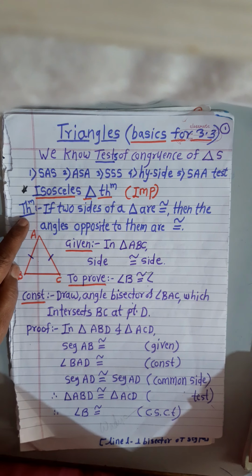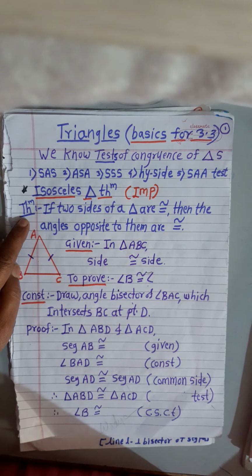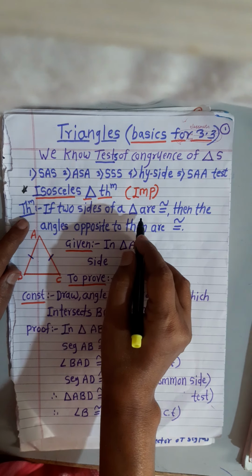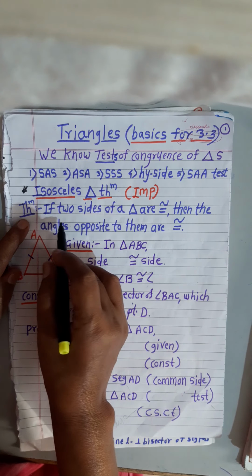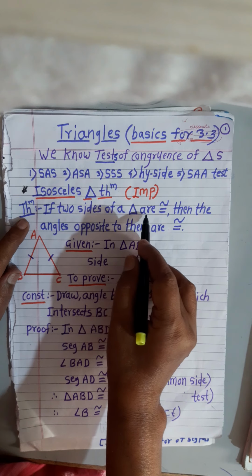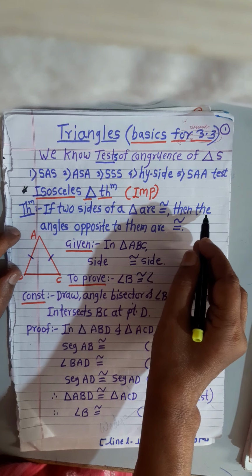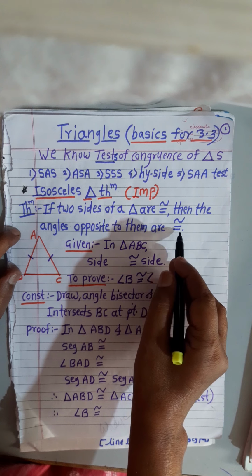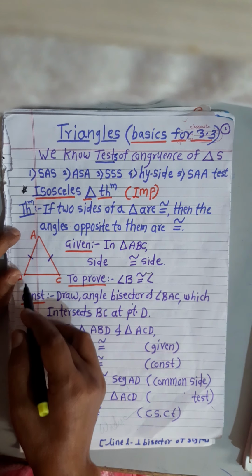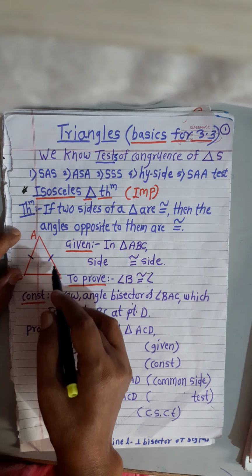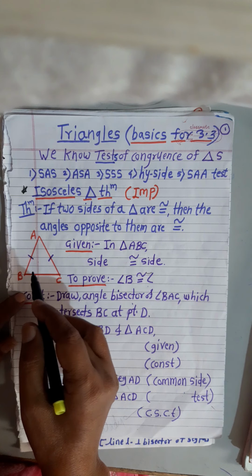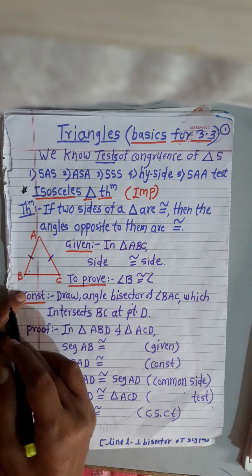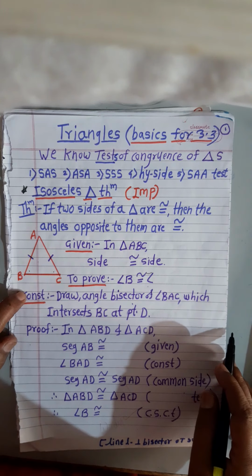What is the statement of this theorem? The statement is, if two sides of a triangle are congruent, then the angles opposite to them are also congruent. If two sides of a triangle are congruent, then we have to prove that the angles opposite to them are also congruent.